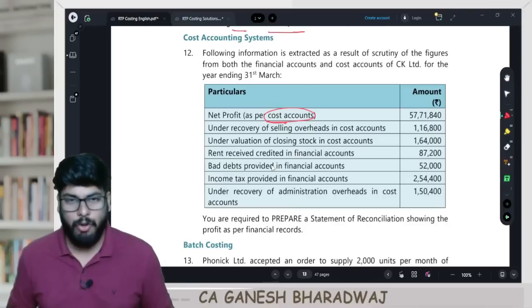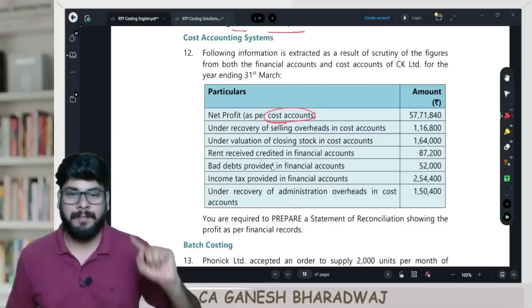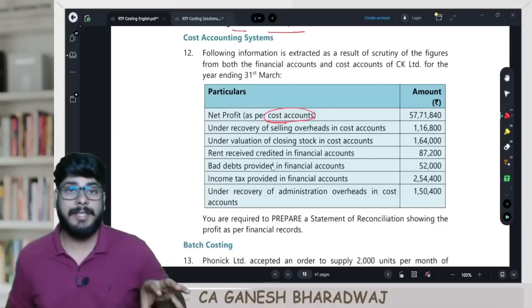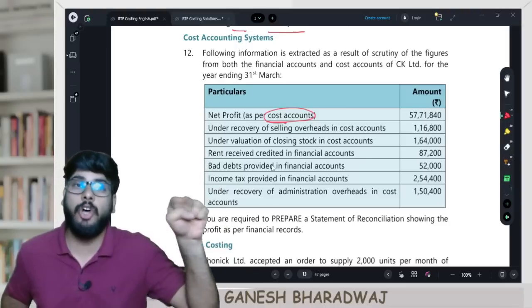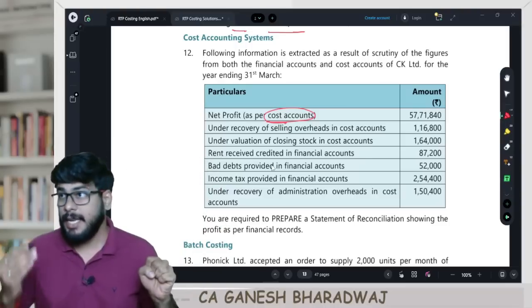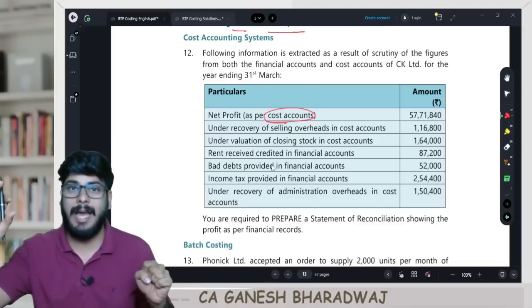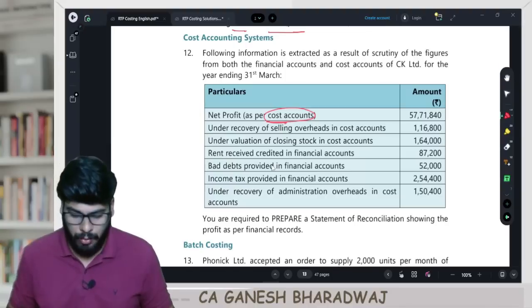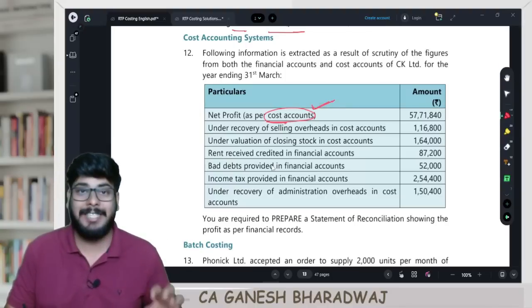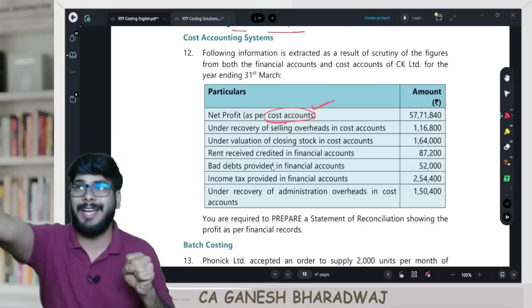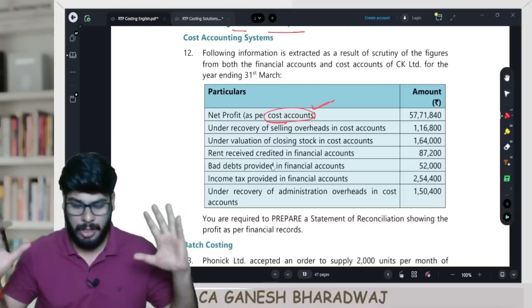You are required to prepare a statement of reconciliation showing the profit as per financial record. Now, how do we go about with this? First of all, you need to understand that in cost accounts, all the overheads that get charged are only the absorbed overheads, whereas in your financial accounts, the overhead that hits your P&L is going to be actuals, right? So now they have given us the profit as per cost accounts. They are asking us to find out the profit as per what? Your financial accounts.